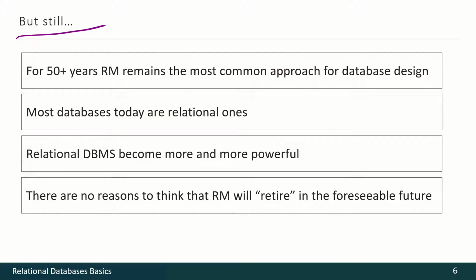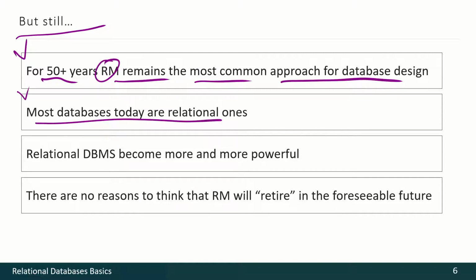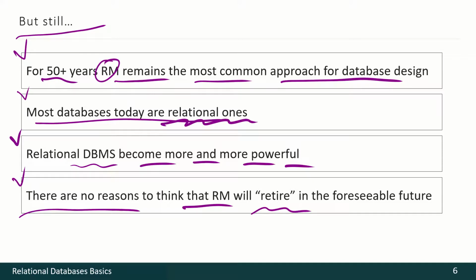But still, remember that for 50 plus years, the relational model has remained the most common approach for database design in the world. Most databases today are relational ones. And relational DBMSs become more and more powerful, get more functionality, and so on. So there are no reasons to think that the relational model will somehow retire in the foreseeable future. And one can say that for decades we'll deal with relational databases.